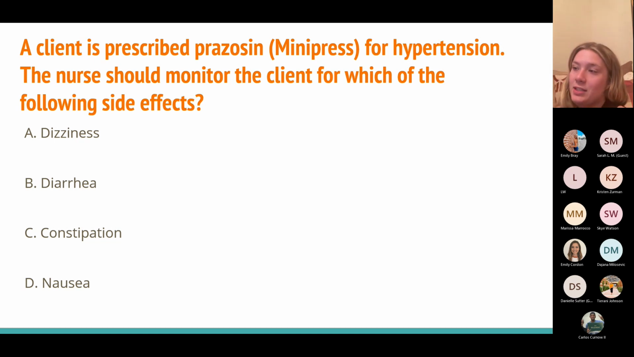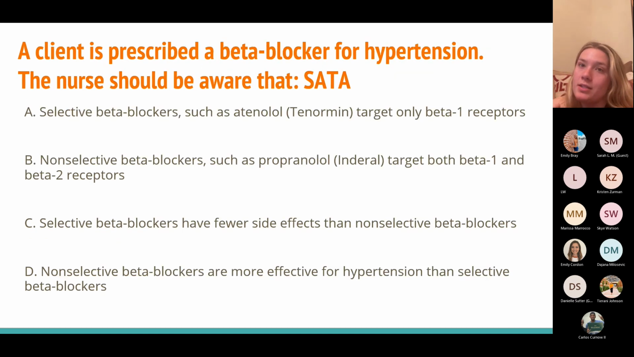Yep, dizziness. These patients are going to be a fall risk. Lots of our alpha 1 adrenergic antagonists have a common side effect of dizziness. This is due to that vasodilation property, thus can result in orthostatic hypotension. So these patients are really, really big fall risk.